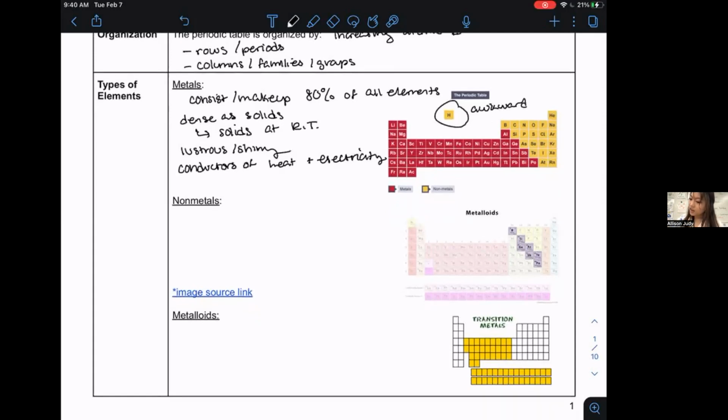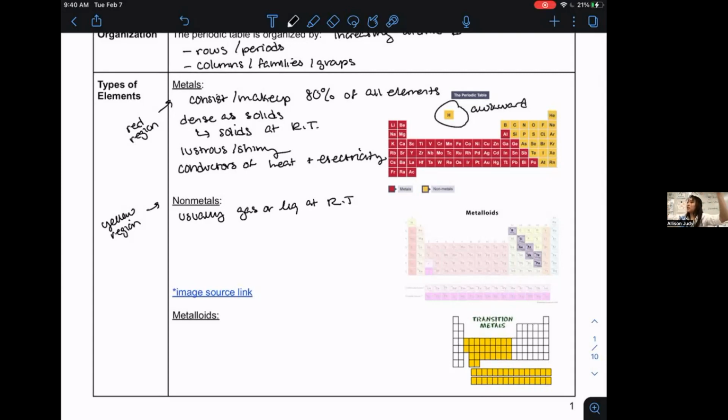And on the other hand, non-metals, which is, by the way, the yellow region. So here is the red region, and this is the yellow region. Non-metals, all right? And these are the rest of the elements for the most part. And they are usually gas or liquid at room temp. So oxygen, non-metal, gas, you breathe it in.